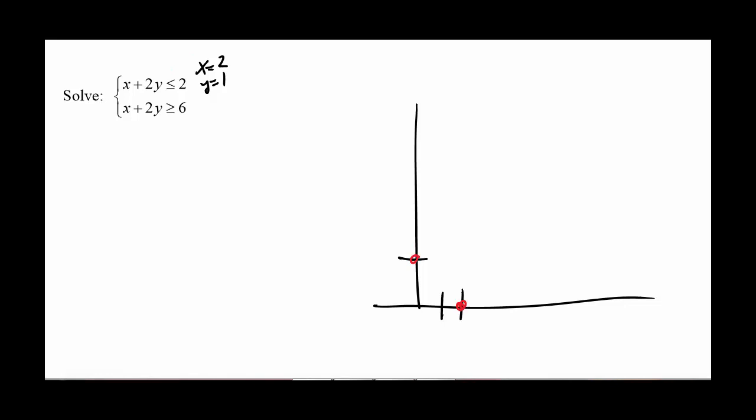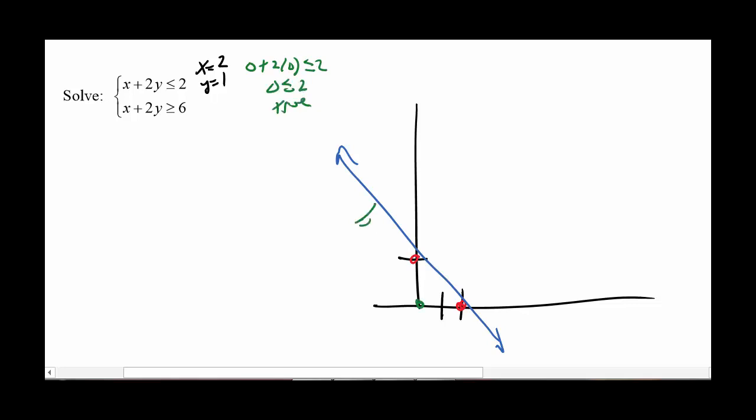And the symbol tells me that it's a solid line. And if I test it at the origin, so I get 0 plus 2 times 0 is less than or equal to 2. And that actually is true. So that means I'm going to shade below. And then we'll do the same technique to the other equation.